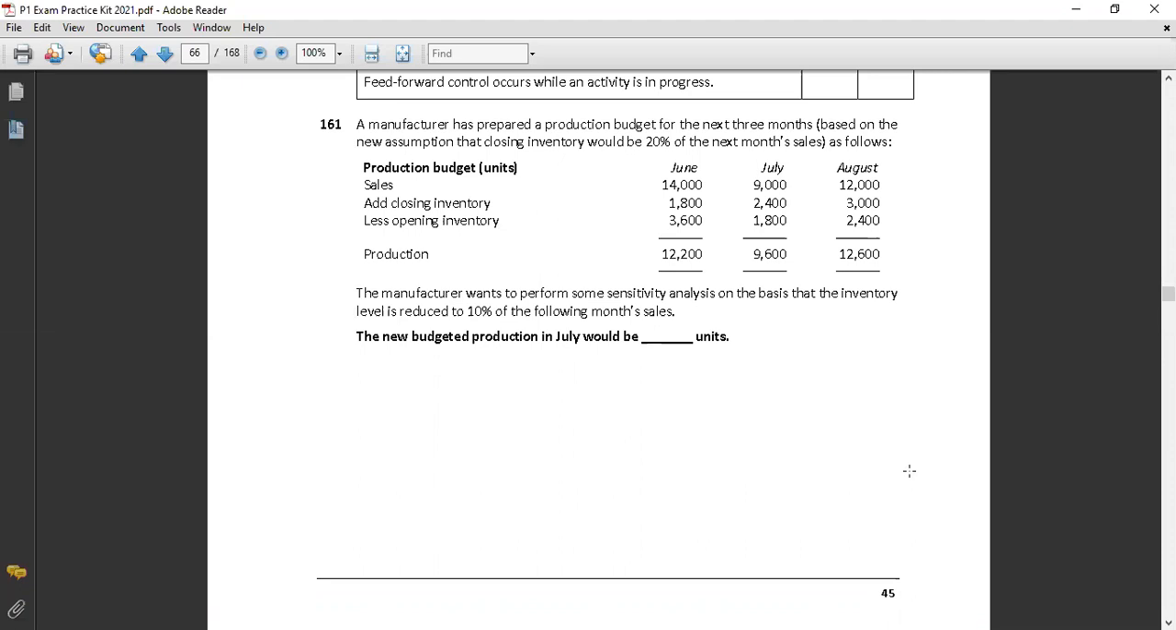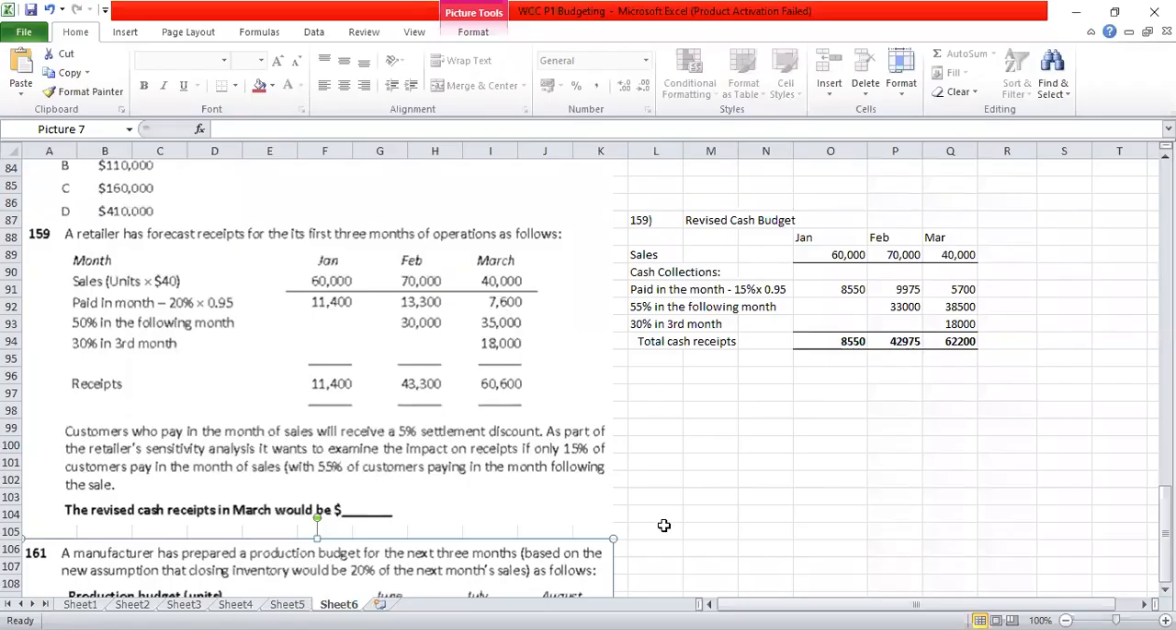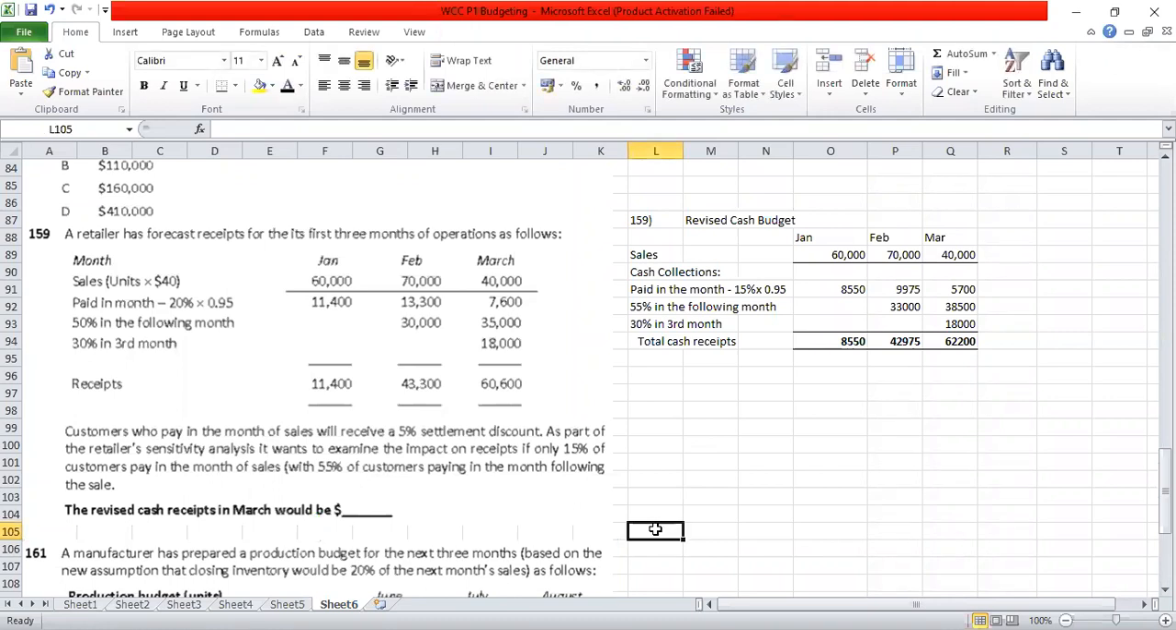Inventory level. Okay, see, as of now, their closing inventory would be 20% of the next month's sales. But now the changes are to be made. So let's present it there in the Excel sheet. Question number 161.